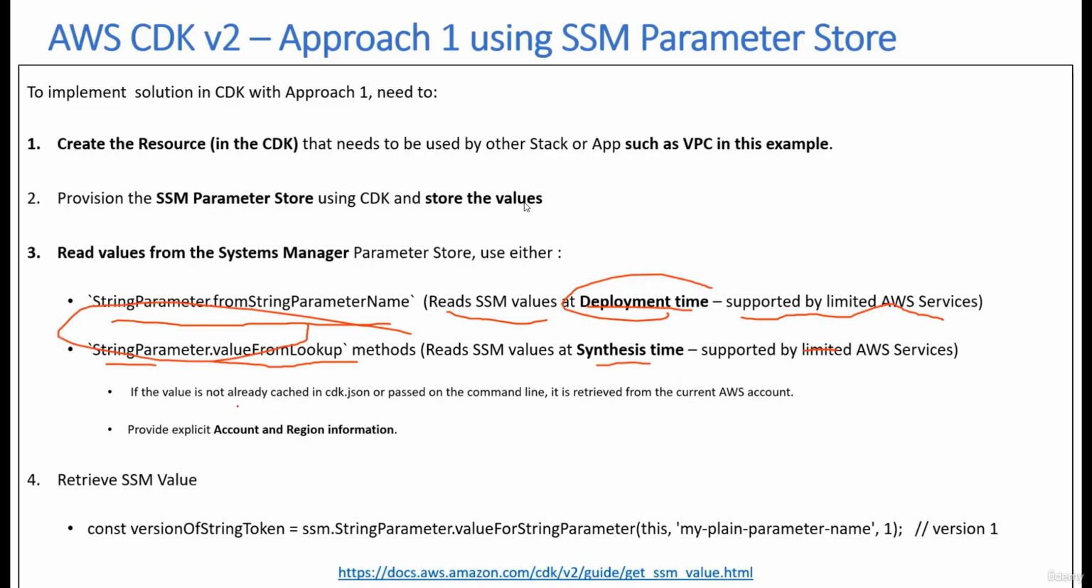So once we retrieve it, these values will be cached in the cdk.context.json. I'm going to show that. The other thing you need to do is for this lookup to work, you have to explicitly provide the account and region information. Otherwise, it will not work. So that's what we're going to do. So we're going to use this SSM dot string parameter value for string parameters. And this is highlighted in this AWS documentation, so you can read a little bit more from there.